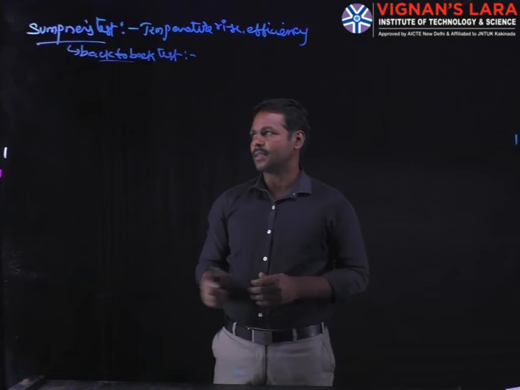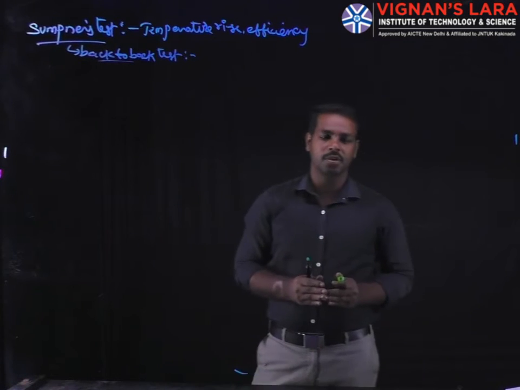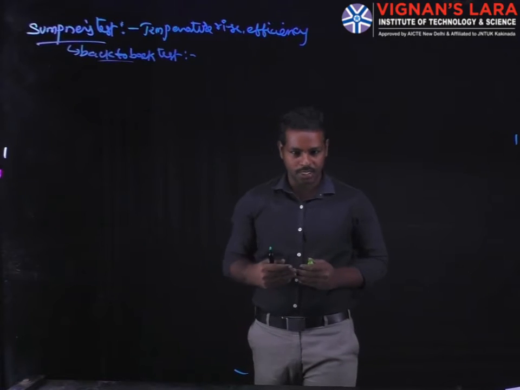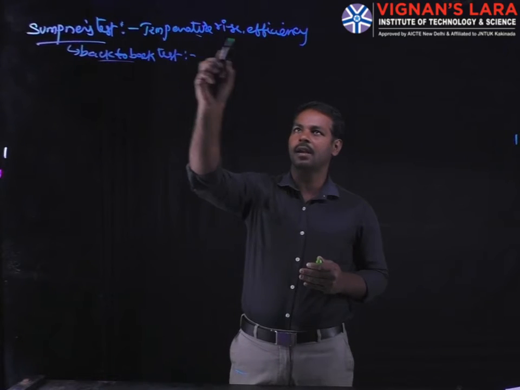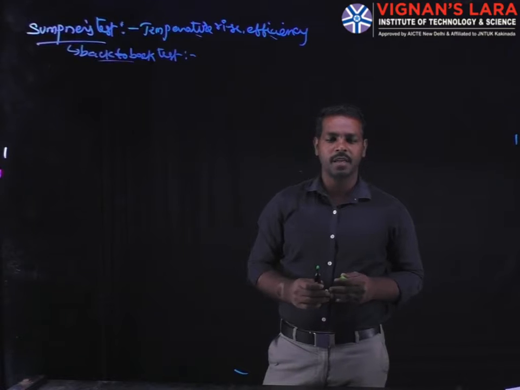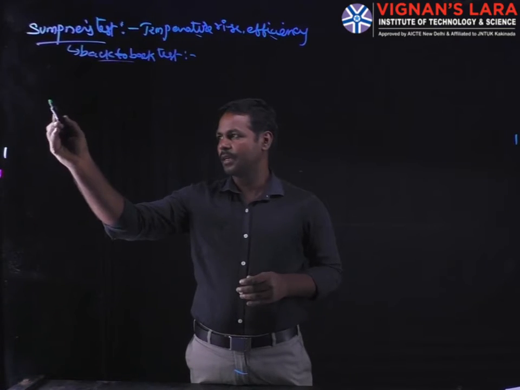But in the case of a back-to-back test, a single circuit performs both functions, the OC test as well as the short circuit test. Based on these two tests, the temperature rise and also the efficiency of a transformer can be easily calculated. First of all, we draw the circuit diagram.